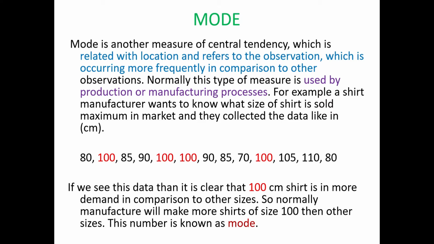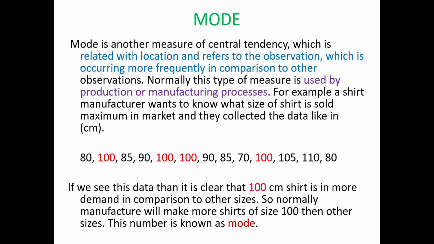So what the manufacturer has done is collect data from the field on which shirt size is in more demand: 80, 100, 85, 90, 100, 100, 90, 85, 70, 100, 105, 110 and 80. So it is very clear that the 100 centimeter shirt is in more demand in comparison to other sizes. From this data, I can easily calculate how many shirts I should prepare of size 100, 105 or 110, and how many shirts I should produce for size 90. It is money. So it helps the manufacturer.